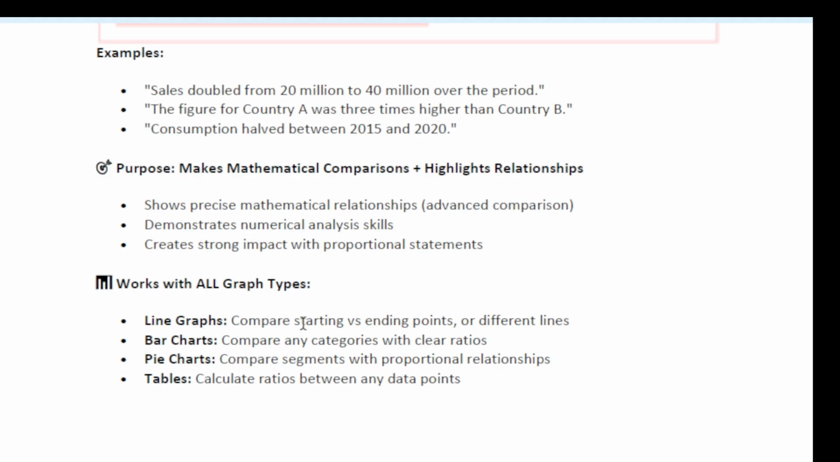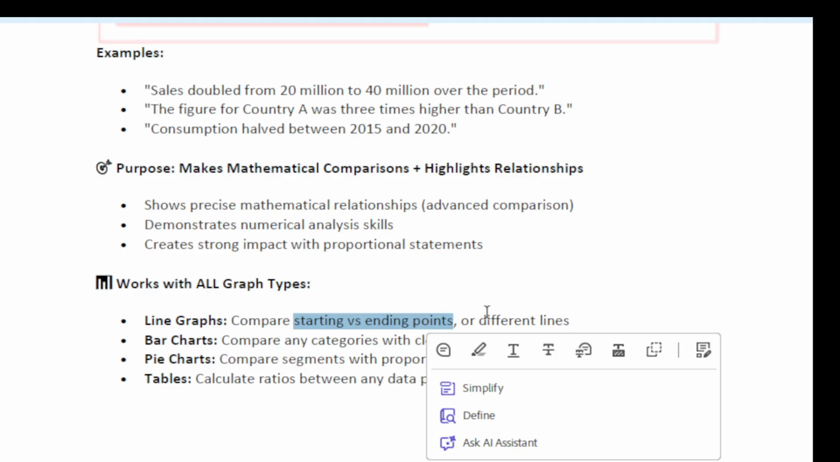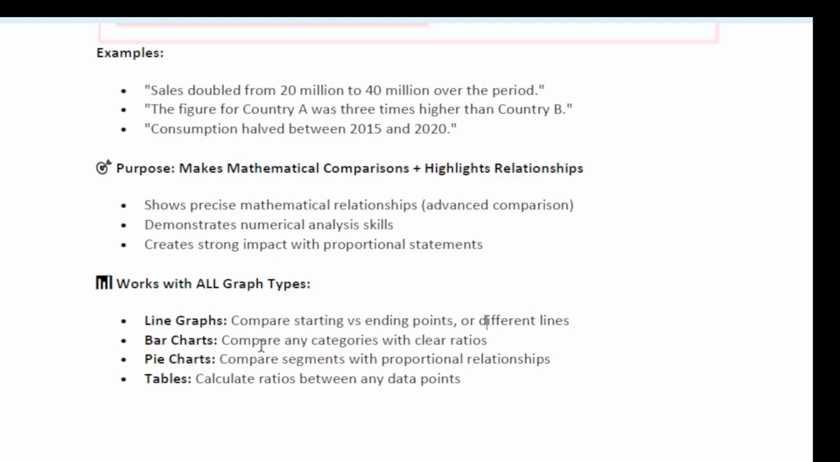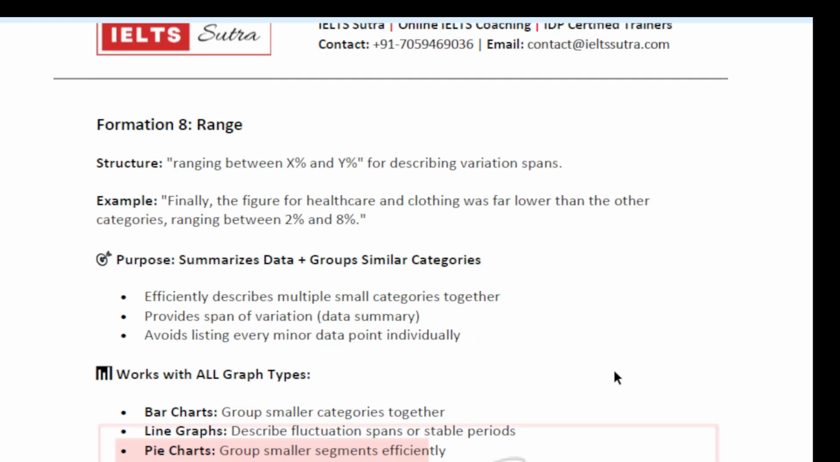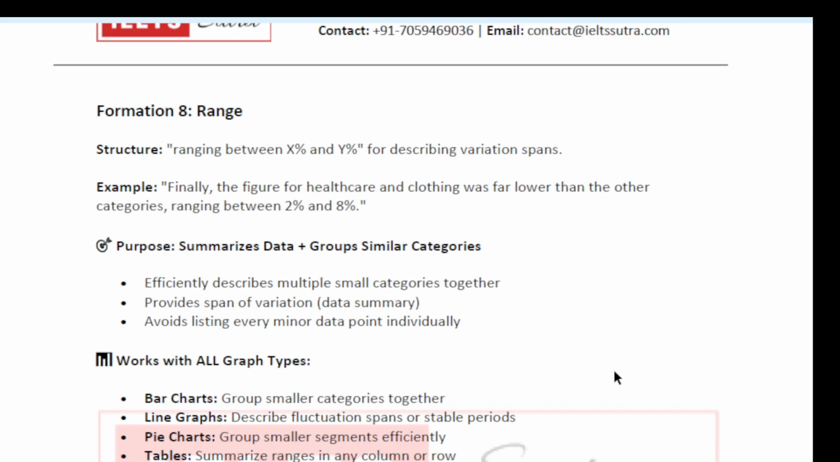In a line graph, you can use it to compare the starting and ending points in different lines. You can compare the categories with clear ratios in a bar graph. And you can also compare the segments with proportional relationships in pie charts or any other kind of graph. The last formation that I would like to discuss is called the range formation. As I told you, you have to do three things: summarize the data, mention the key features, and make comparisons. Sometimes the data is huge, the data set is huge and you have a lot of data points.